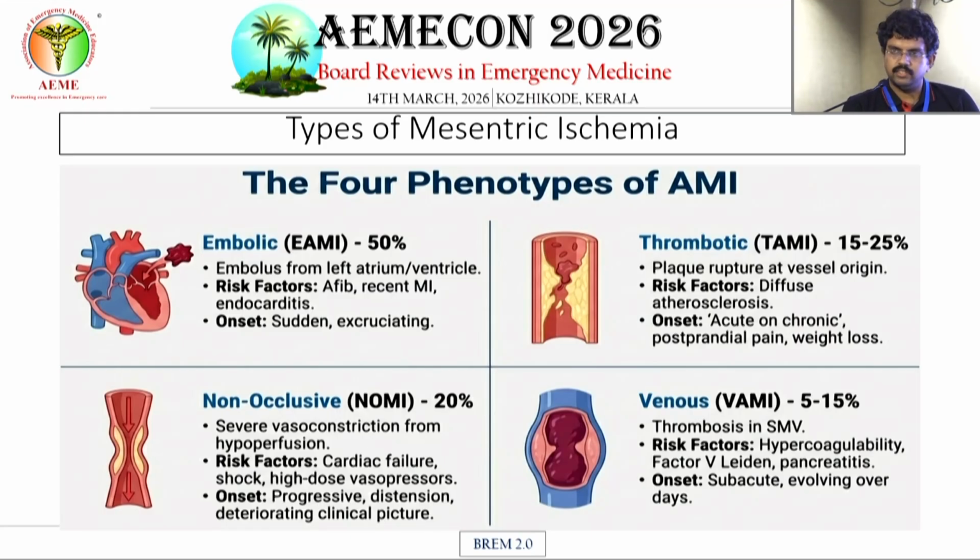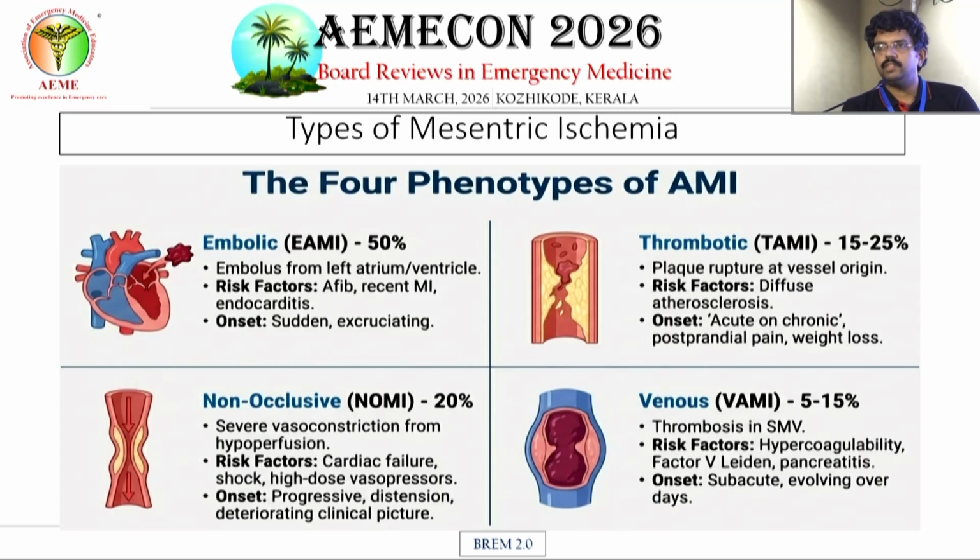Another one is venous. Venous is present in hypercoagulable states and acute pancreatitis. There can be thrombosis in the superior mesenteric vein. It is a subacute involvement evolving over days.